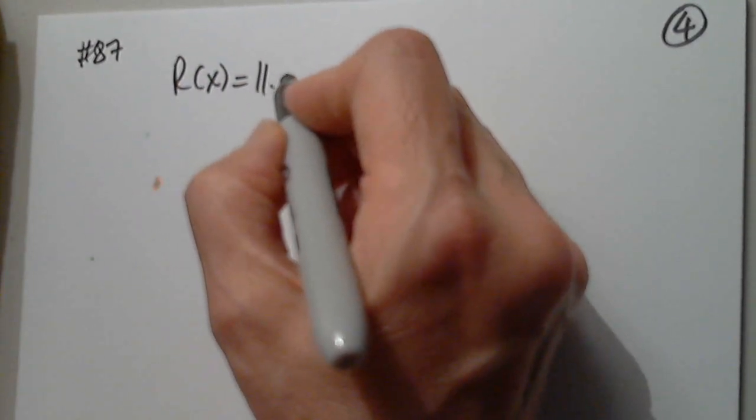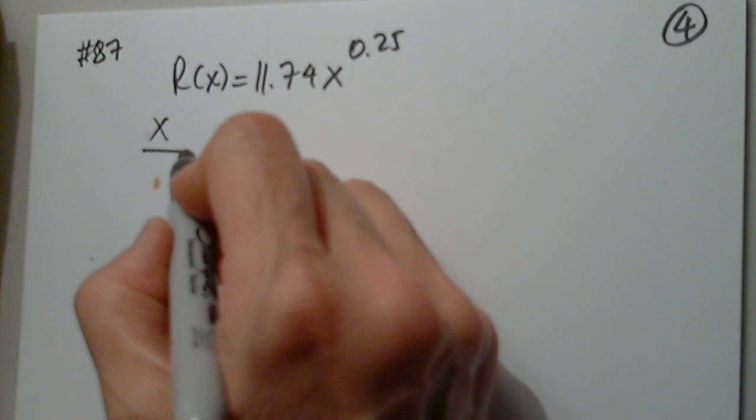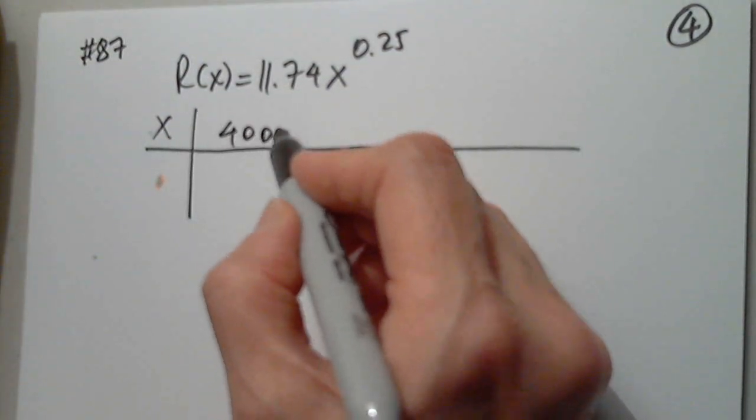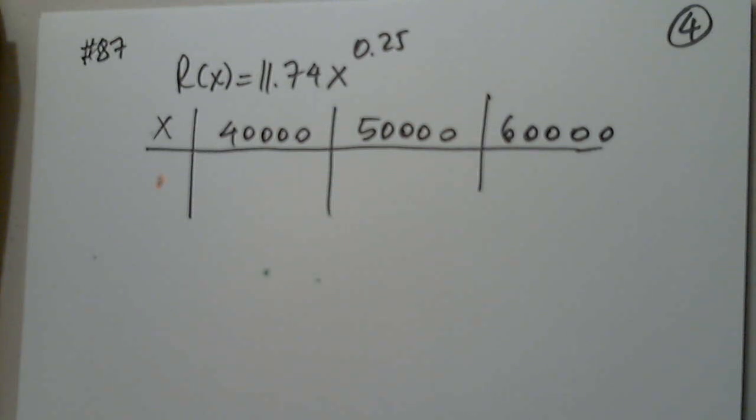So 87, and we have r of x equals 11.74 x to 0.25. And we want 40,000, 50,000, and 60,000. So what do you think we're asked to find? Who would like to give us an idea of what we need to do? Are we just solving for x by plugging in? Absolutely. That's all I want you to say, please.